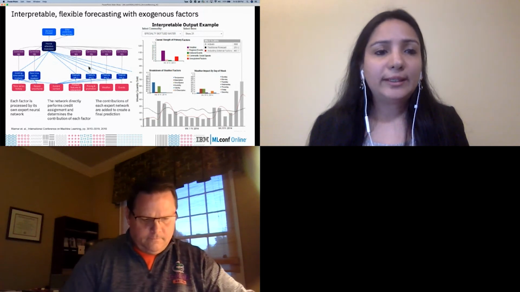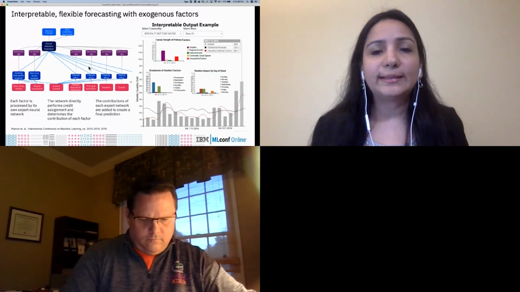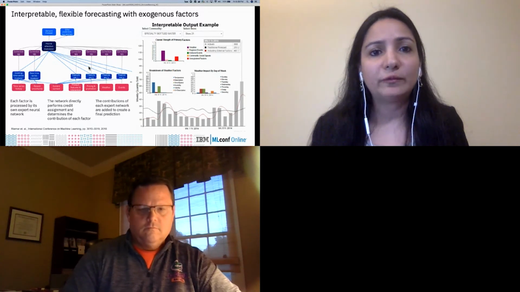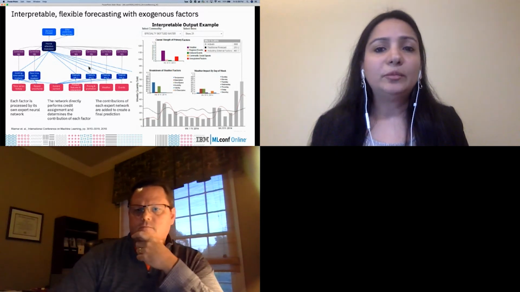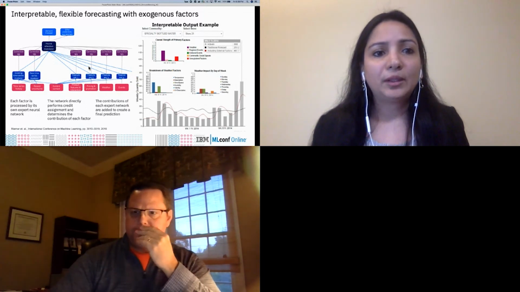The network will then determine the contribution of each factor based on the context. So, for example, weather features play a less important role when there's a price promotion event that's happening. And the contributions of each expert network can then be added to create the final prediction.